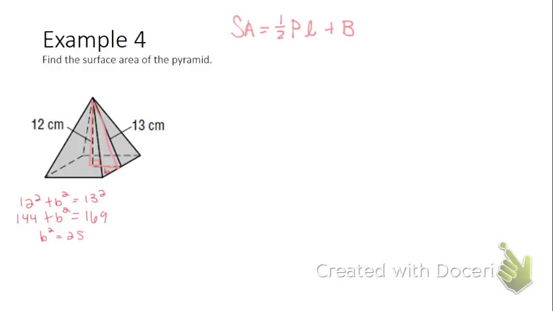So I think that's b squared equals 25, so b is 5. So what is your base then? Your whole entire base is? So this is 10 by 10. Do you see now why we had to do that? Okay. So our perimeter is 10 plus 10 plus 10 plus 10, which is 40. And we have a slant height of 13. And our base area is 10 times 10, which is 100. Good.